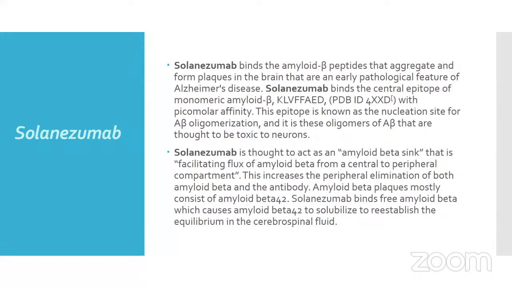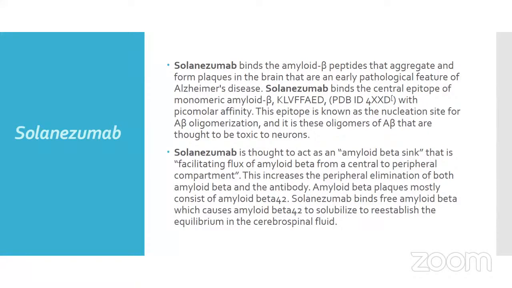Okay. The last one is solanezumab. Solanezumab binds to the amyloid beta peptide that aggregates and forms plaques in the brain, which are an early pathological feature of Alzheimer disease. Solanezumab binds the central epitope of monomeric amyloid beta. This epitope is known as the nucleation site for A-beta oligomerization, and it is these oligomers of A-beta that are thought to be toxic to neurons.